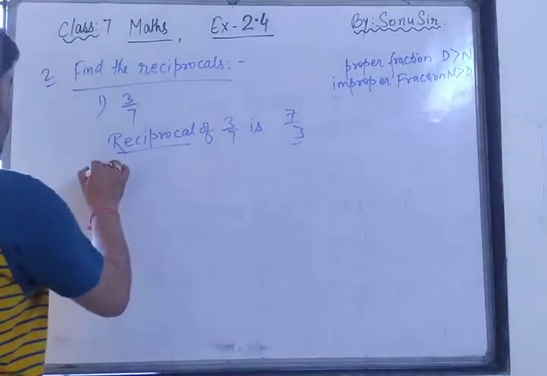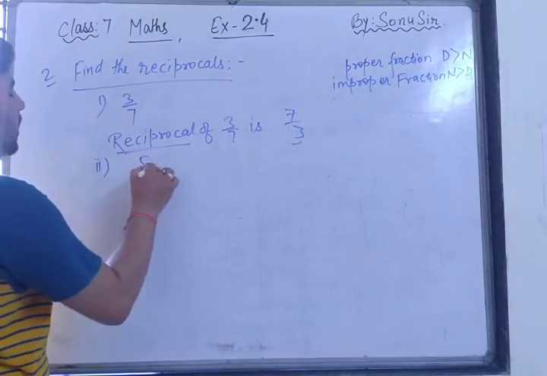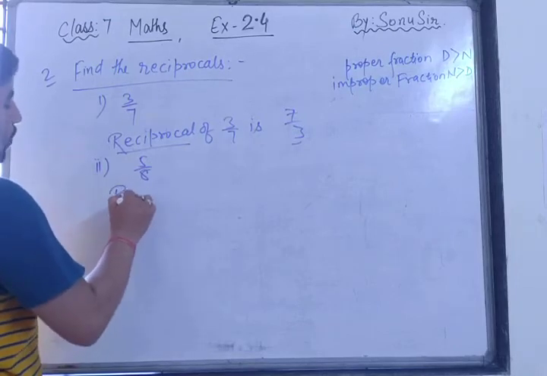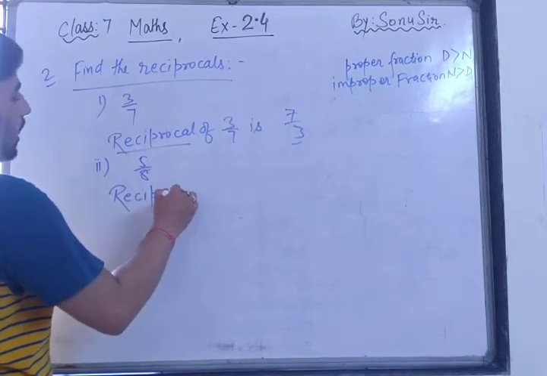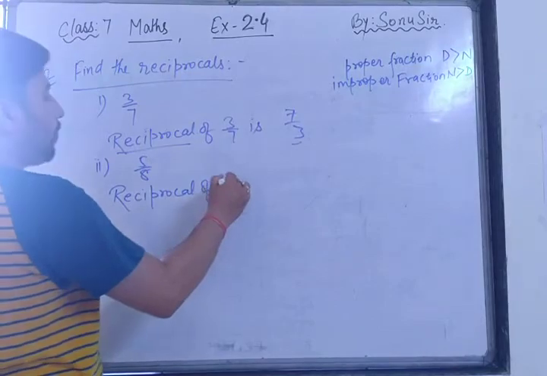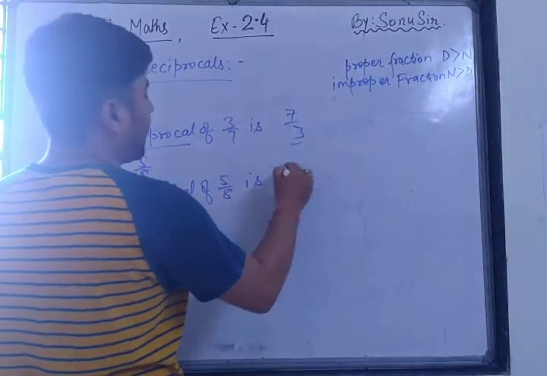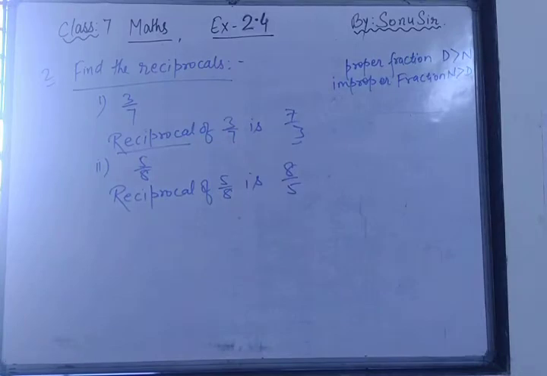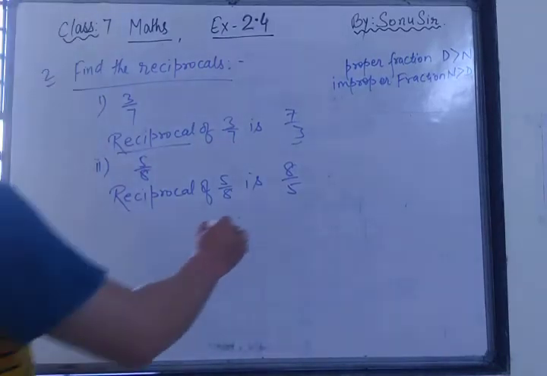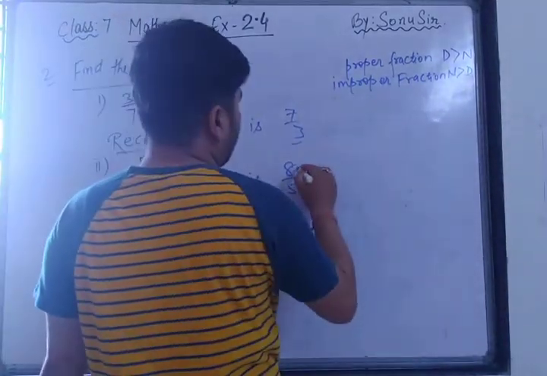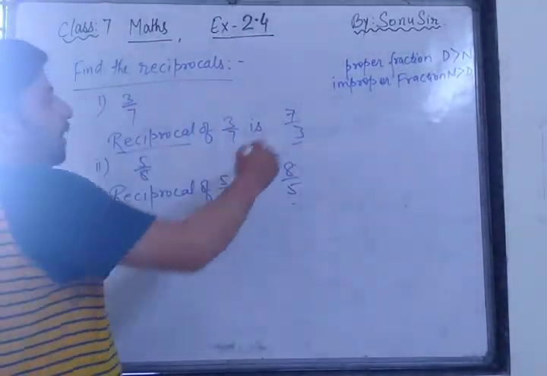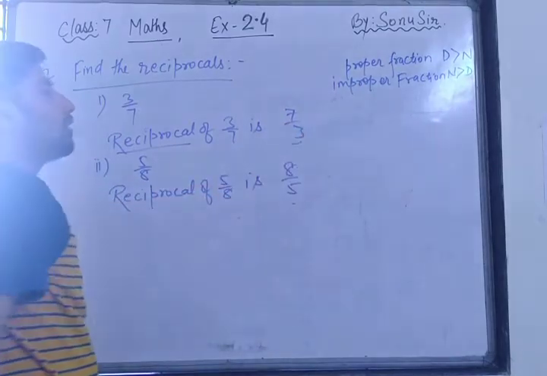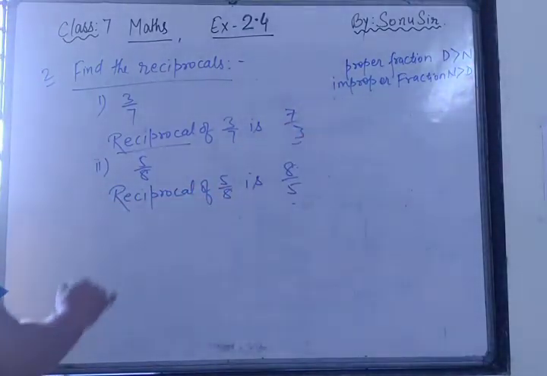So now 5 by 8 is there. Second question is 5 by 8. Can you tell me what will be the reciprocal of 5 by 8? So you have to write reciprocal of 5 by 8 is 8 by 5. Therefore, it is an improper fraction. What is 8 by 5? 8 by 5 is improper because numerator is greater than denominator. Numerator means upper part and denominator means lower part. Got it?